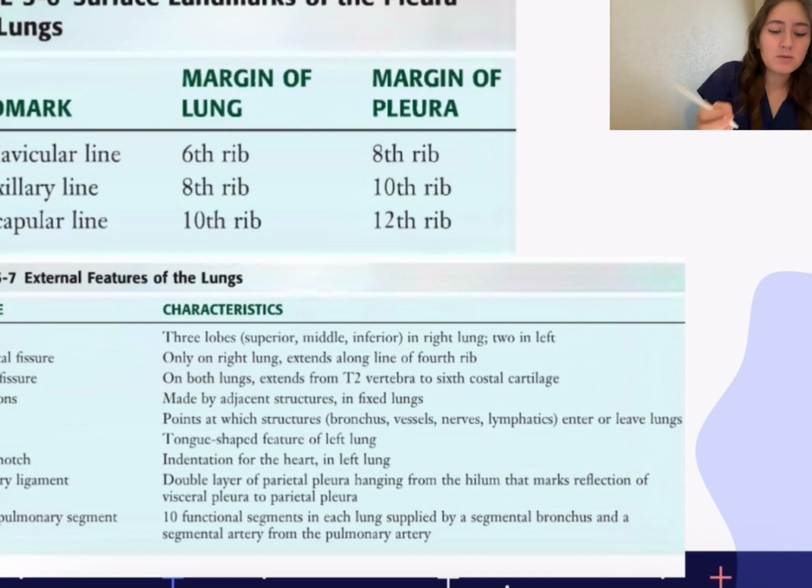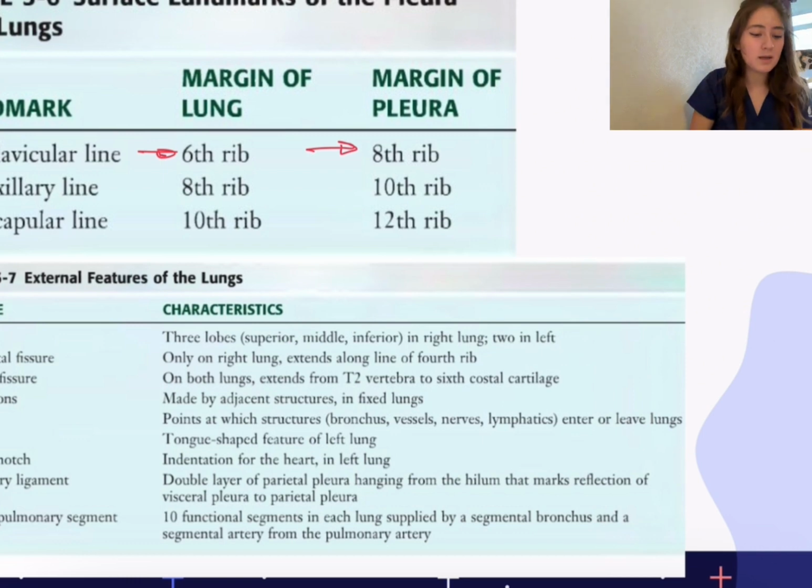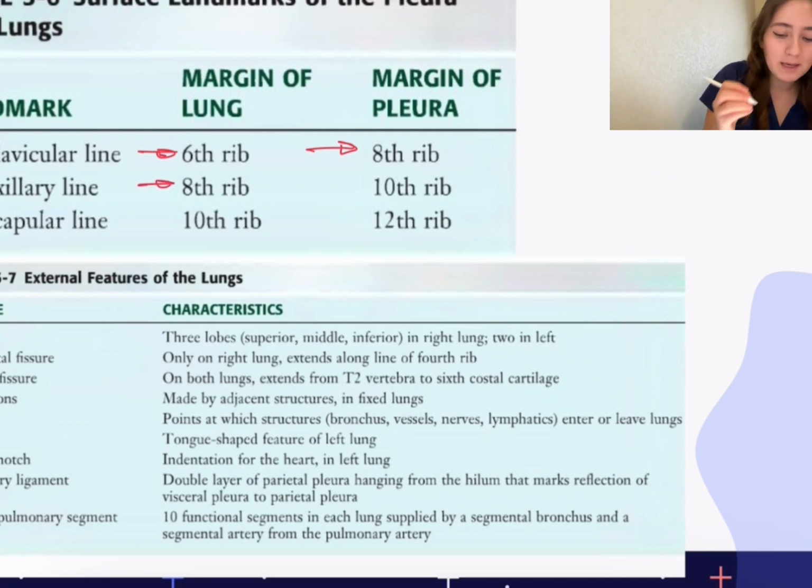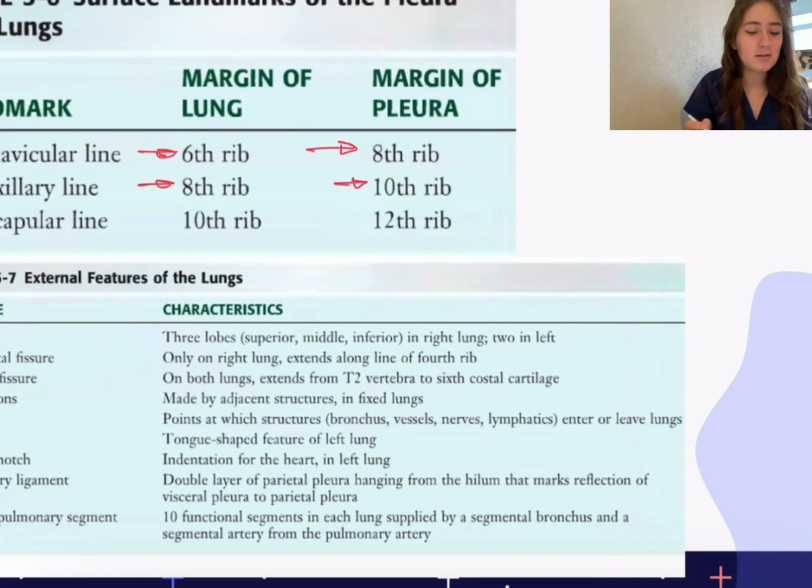So, the mid-clavicular line: the margin of the lung goes to the sixth rib, and the margin of the pleura in the mid-clavicular line will be the eighth rib. The landmark in the mid-scapular line for the margin of the lung will be the 10th rib, and for the margin of the pleura, the 11th rib.